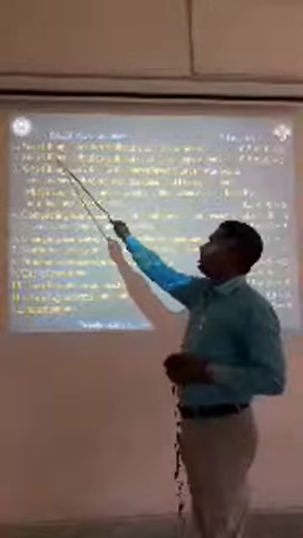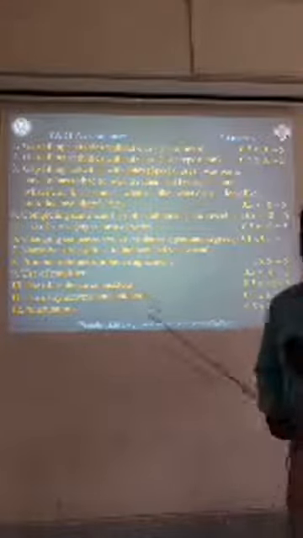Number 1, gap filling activities without clues for articles. The question will be set on articles. You will get 10 blanks and you have to fill in each gap, and each gap will bear 0.5 marks, and 0.5 into 10 times is equal to 5.